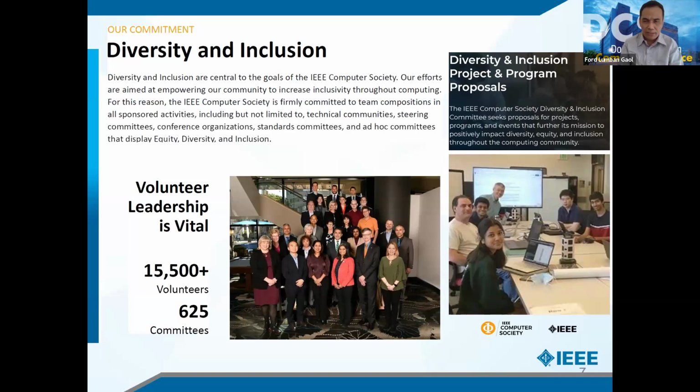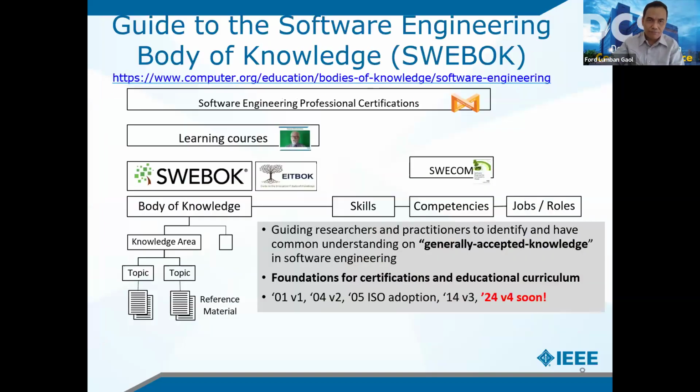If you look carefully at the statistic numbers, 15,000 volunteers and 625 committees, it means this is very diverse and very large. So this becomes a very important strength of the Computer Society itself.